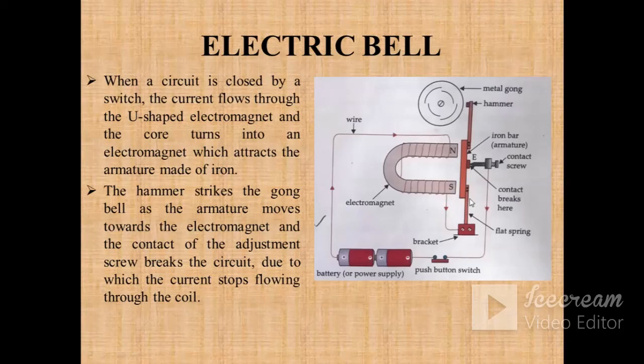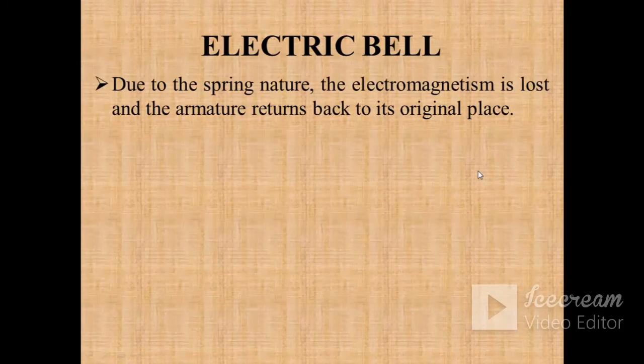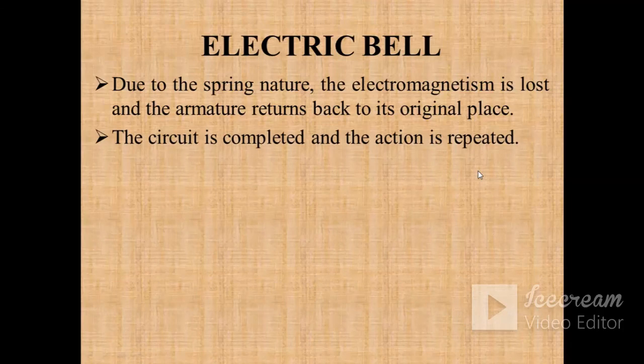So due to this, the electric bell works. When the current starts flowing, this becomes an electromagnet. This iron bar gets attracted towards it. When it gets attracted, this hammer strikes the gong, and then the sound is produced. As it moves forward, the contact with this screw breaks. Due to this, the circuit is broken, and the current stops flowing through the coil. Due to the spring nature, the electromagnetism is lost and the armature returns to its original position. The circuit is completed and the action is repeated.